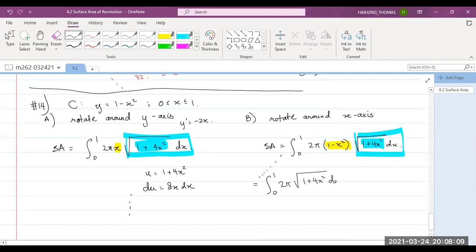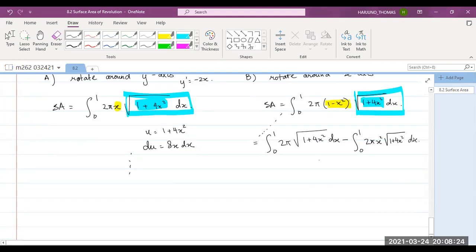I separate them first because I'm afraid I cannot do both of them at once. 2 pi x squared square root of 1 plus 4x squared dx. So I will do x equals 1/2 tangent theta. So dx is 1/2 secant squared theta d theta.